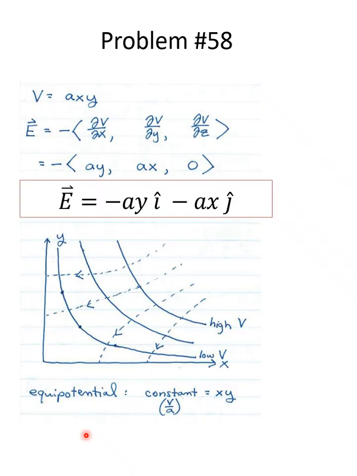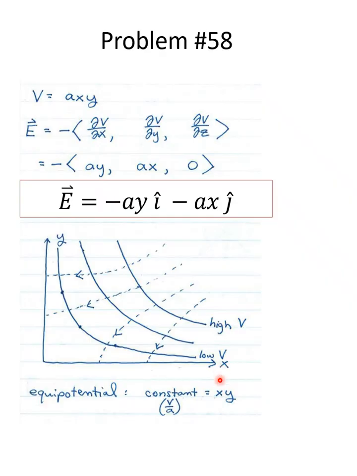So if we think about X going to the right and Y going up, it's these hyperbolas right here. So these solid curves that I've drawn are the different potentials. High potential up there, low potential down there. And so those are our equipotentials.